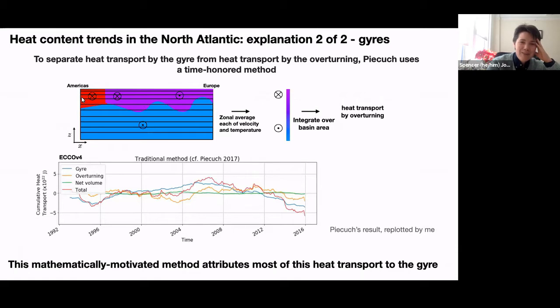Okay, so he does that. He does a zonal average of the velocity and the zonal average of the temperature. And he finds that when he does that, the result is this. So the red is the total, and the orange is the transport by the overturning. And you can see the orange is really not what's driving the decadal variability. It's the blue line, which is the gyre, that's driving the decadal variability. So the mathematically motivated method attributes most of this heat transport variability to the gyre.